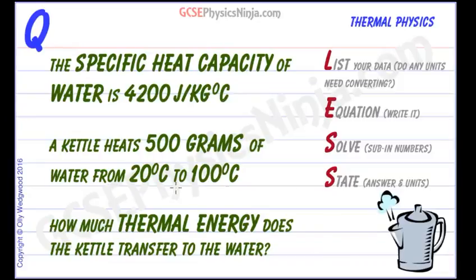In this question, a kettle is heating 500 grams of water from 20 degrees Celsius to 100 degrees Celsius. We're asked to calculate how much thermal energy the kettle transfers to the water. The big clue for this question is that they give us the specific heat capacity of water as 4,200 joules per kilogram per degree Celsius. So let's dive into this calculation using list, equation, solve, and state.